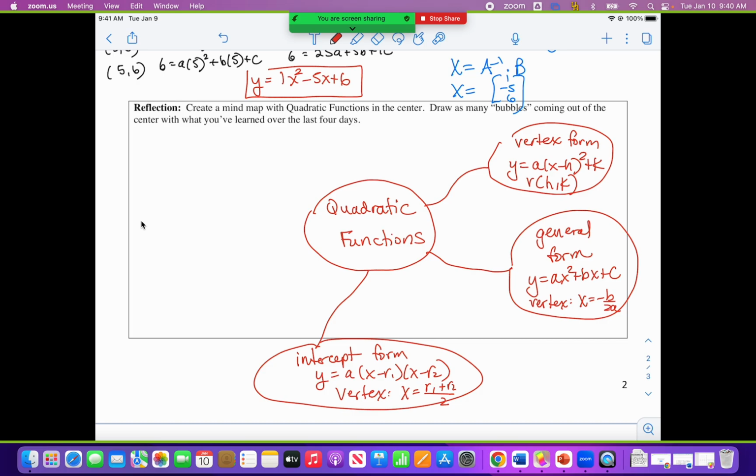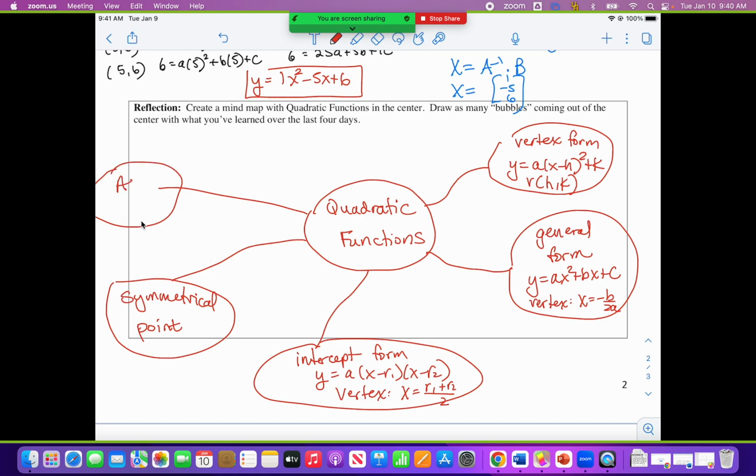Yeah, Gabe? Good job. Okay, so we've done a symmetrical point. We've done the axis of symmetry is x equals h, or the x coordinate of your vertex. Your max and minimum is the y value of the vertex. Okay, the max and min is the y value of the vertex.